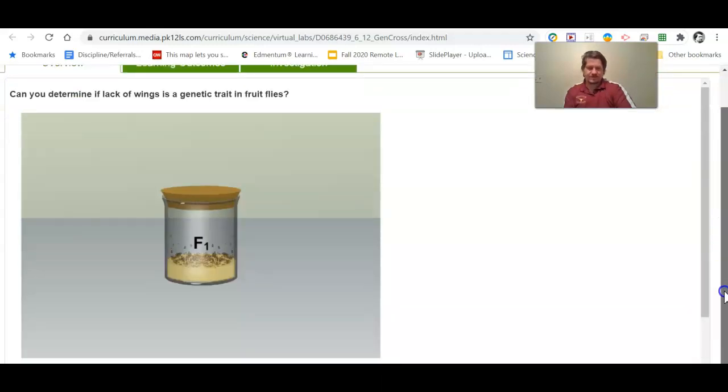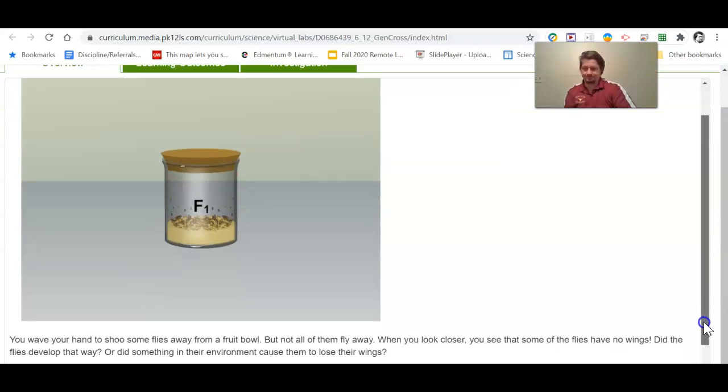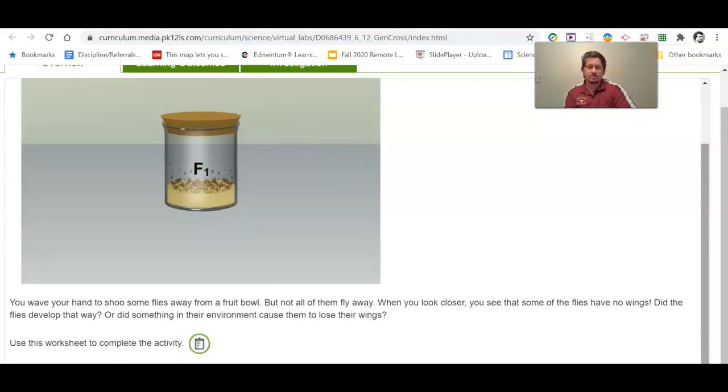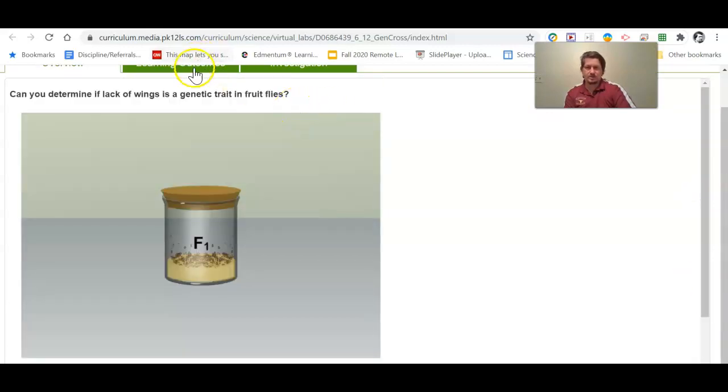F1, hopefully that's familiar. The F1 generation. You wave your hand to shoo some flies away from the fruit bowl, but not all the flies fly away. When you look closer, you see some of the flies have no wings. Did the flies develop that way, or did something in their environment cause them to lose their wings? That's what we're going to learn about today, is traits.